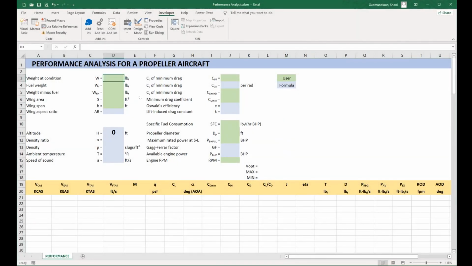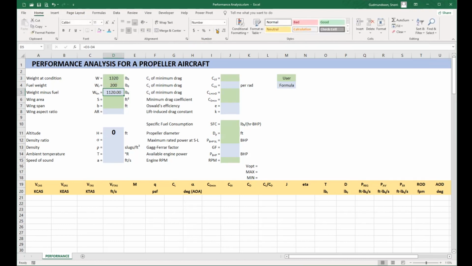Alrighty, let's assume we are designing a light sport aircraft, or LSA, that weighs 1,320 pounds at takeoff condition. Let's say that 200 pounds of this is fuel. Let's copy the properties of this cell to here, as I am going to enter a formula in this cell. Therefore, the weight minus the fuel weight is 1,120 pounds. Also, let's adjust the decimals here.